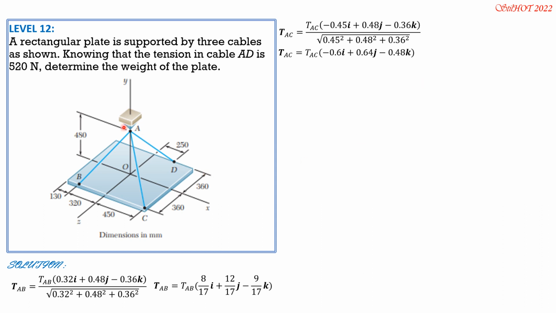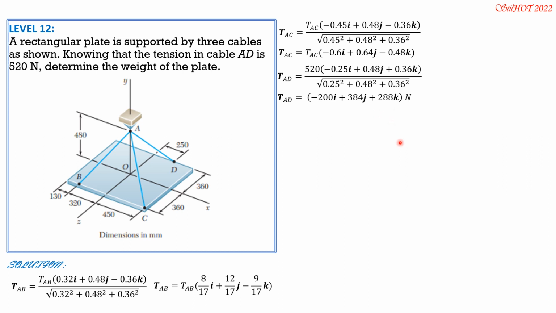And finally, for tension AD or DA, it should be DA, but it's still the same. It is going to the left, so negative 0.25. Tension AD, which is 520, times negative 0.25i plus 0.48j plus 0.36k over square root of 0.25 squared plus 0.48 squared plus 0.36 squared. So the components of tension AD are along X negative 200, along Y 384 newtons, and along Z 288 newtons.